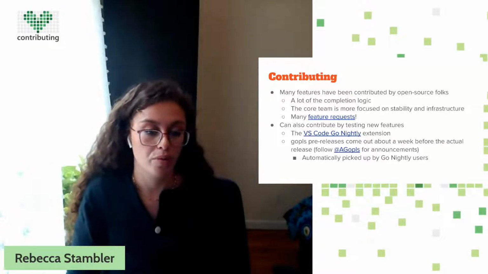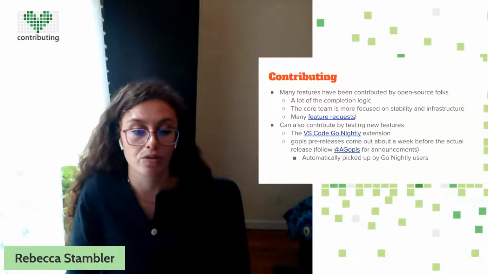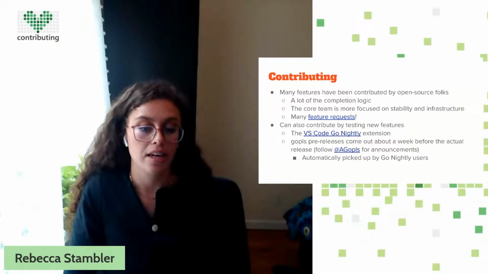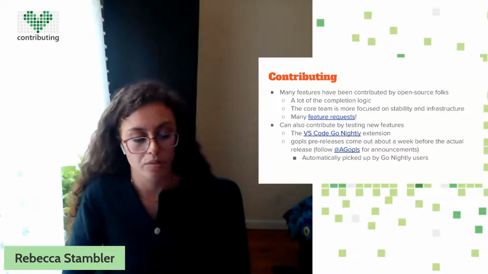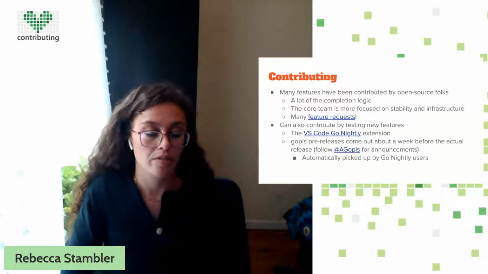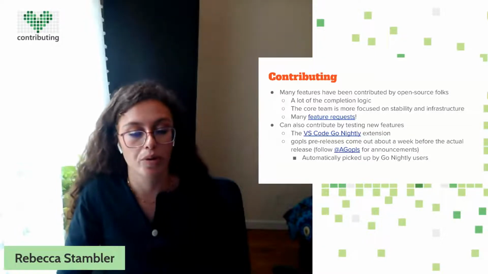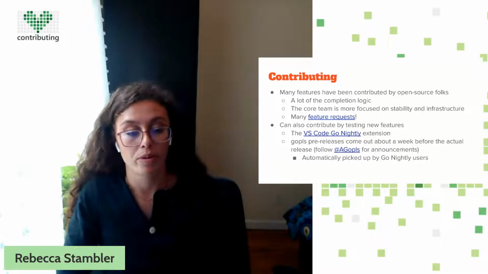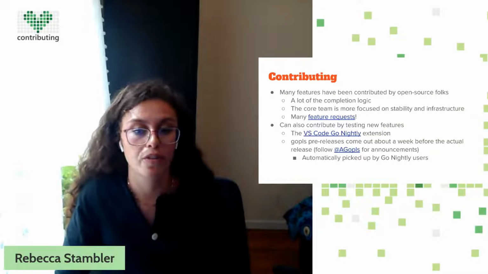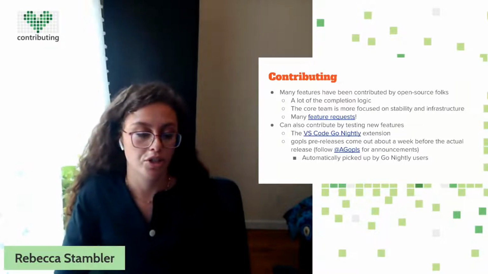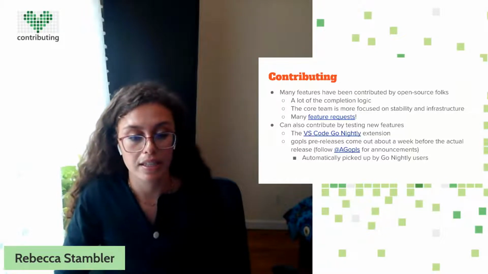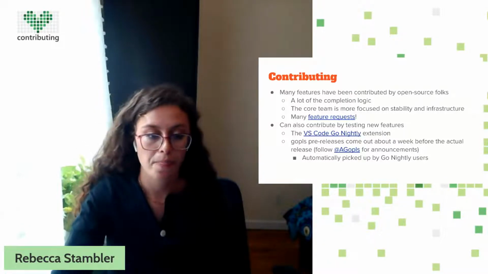But you don't have to just contribute with code. You can also contribute by testing out new features. So the VS Code Go nightly extension is the nightly build of the extension, that's basically all the features that are on master. If you are interested in using that, you can file issue reports and say, okay, this feature seems to have broken in the nightly release. And that would be super helpful as well. And also gopls has pre-releases before the actual release, which you can follow this Twitter bot for announcements of, or you will automatically get pre-releases if you use the Go Nightly extension.